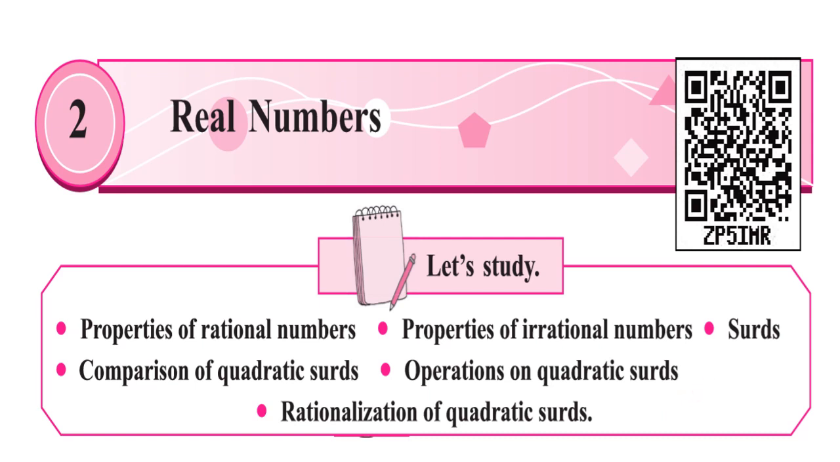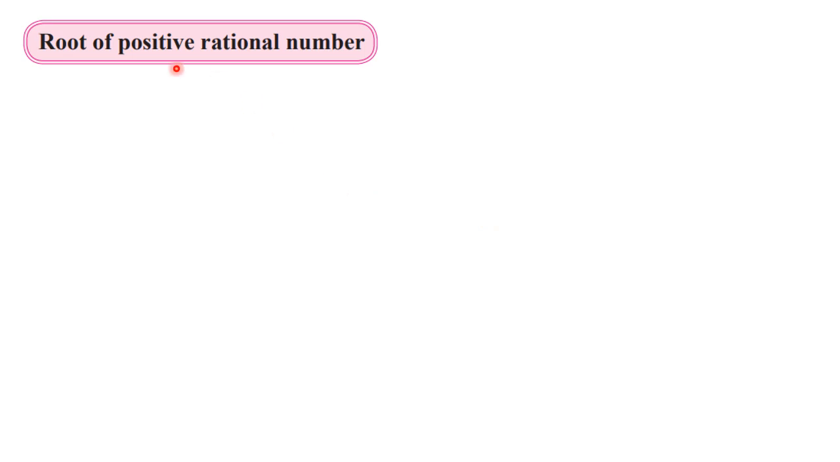To understand surds better, first we will see the meaning of the root of a positive rational number. In the previous lecture we have seen that the root of a negative rational number is not possible, because we know that a square is always positive. That is why here we are going to think of the root of a positive rational number.